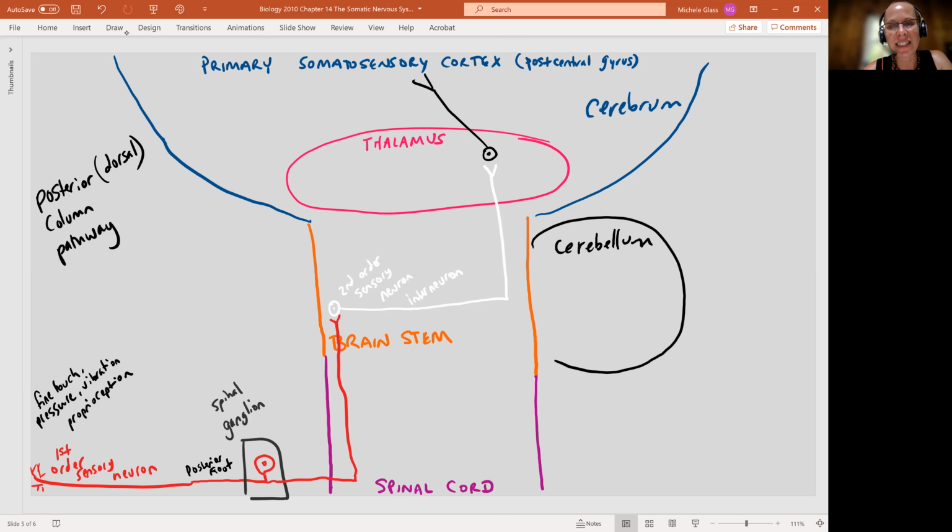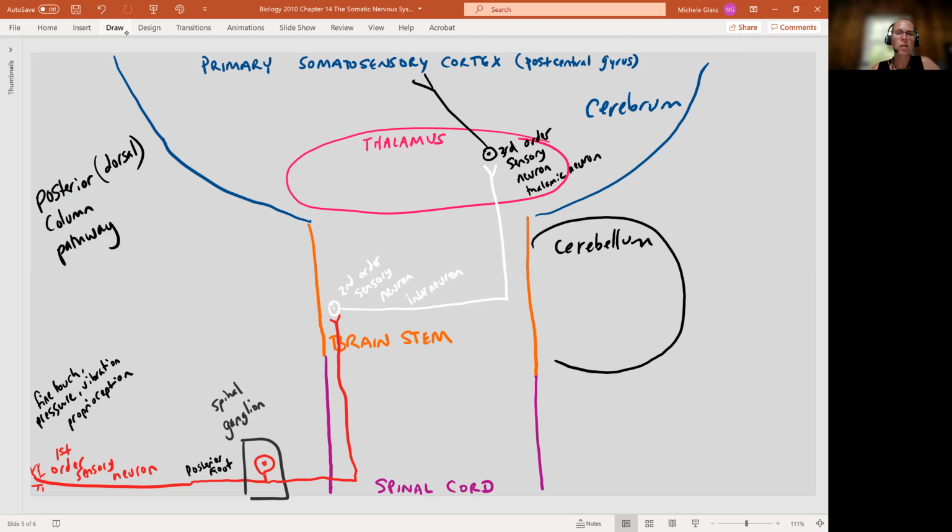And notice I drew this axon kind of going in a different direction because maybe this is sensory information from a different part of the body. And so remember that neuron in the thalamus is called the third order sensory neuron, or we can call it the thalamic neuron.